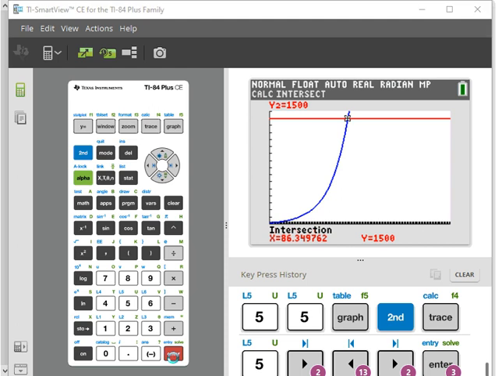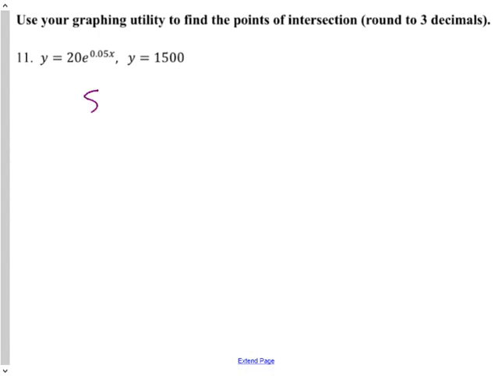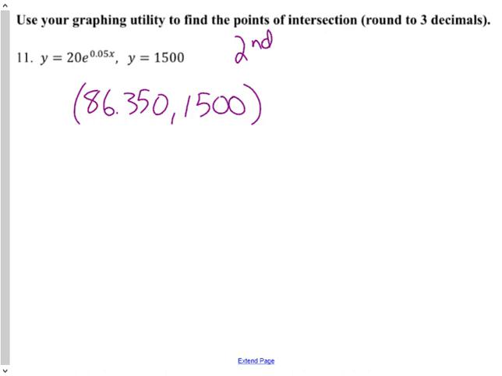So that's a temporary way to find our answer. There's our intersection. Again, that was second, the trace button, which is calc. Intersection, or intersect, is abbreviated on mine.